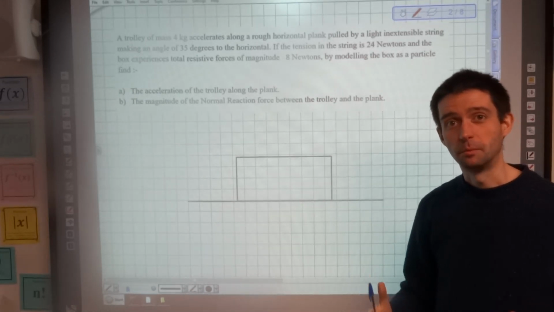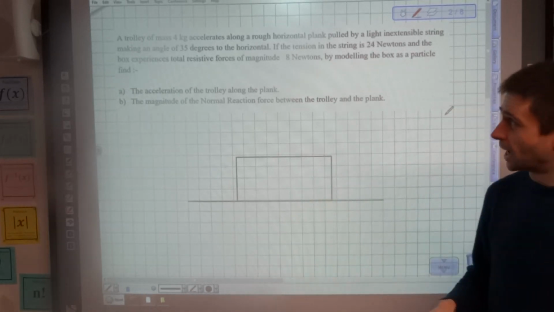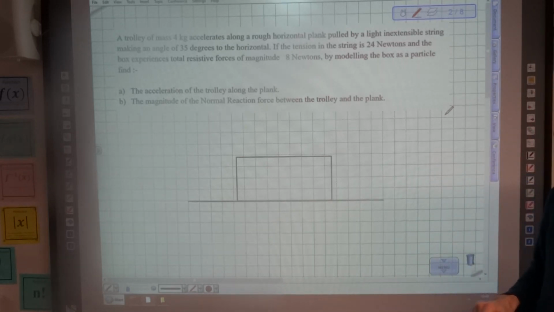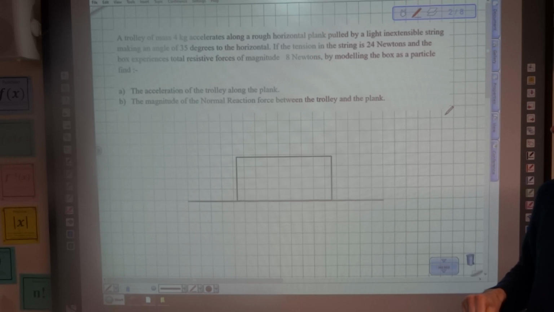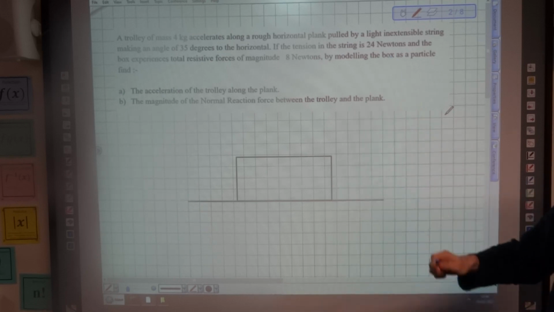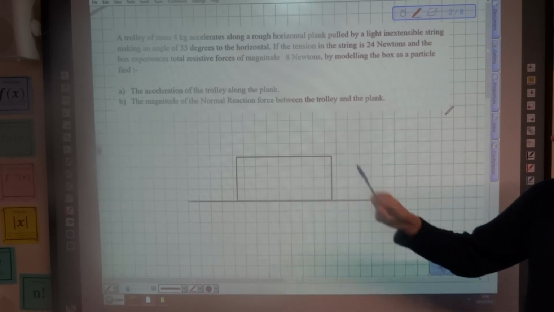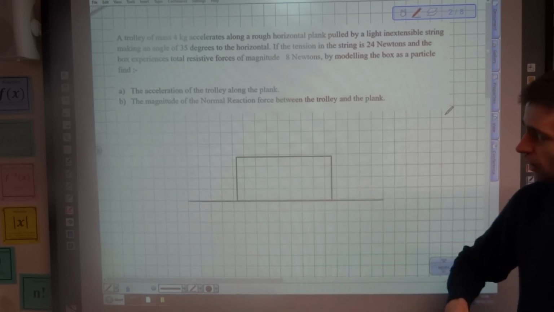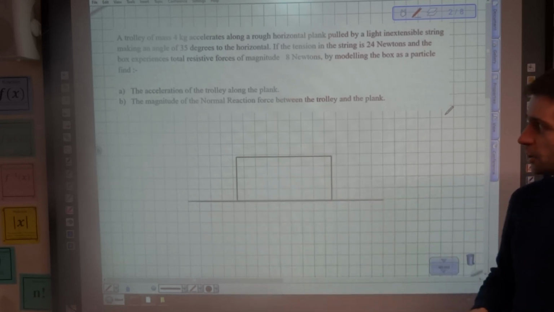This is part 2 of the lesson on resolving forces, and in this video I'm going to be going through a specific example. We have a trolley of mass 4 kilograms that accelerates along a rough horizontal plank, pulled by a light inextensible string making an angle of 35 degrees to the horizontal. If the tension in the string is 24 newtons and the box experiences total resistive forces of magnitude 8 newtons, by modelling the box as a particle, find the acceleration of the trolley and the magnitude of the normal reaction between the trolley and the plank.